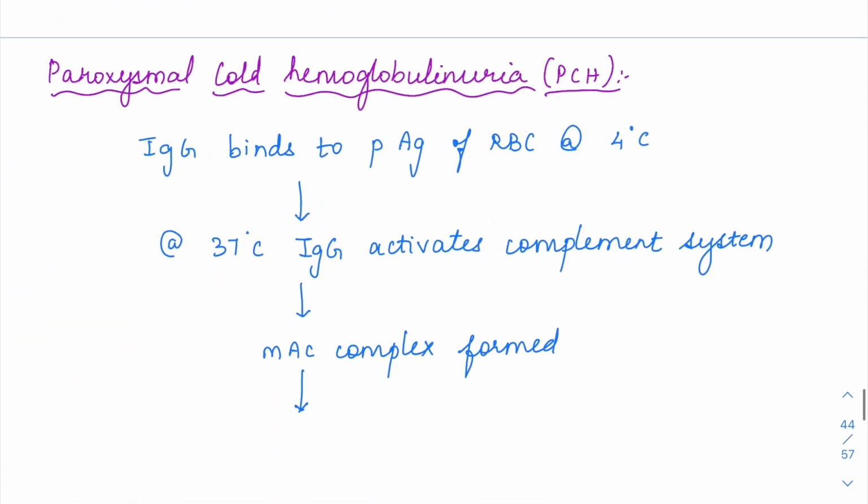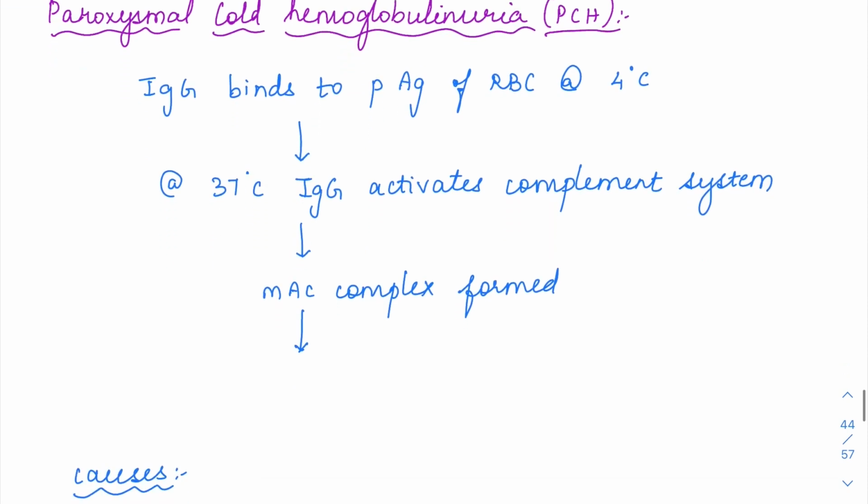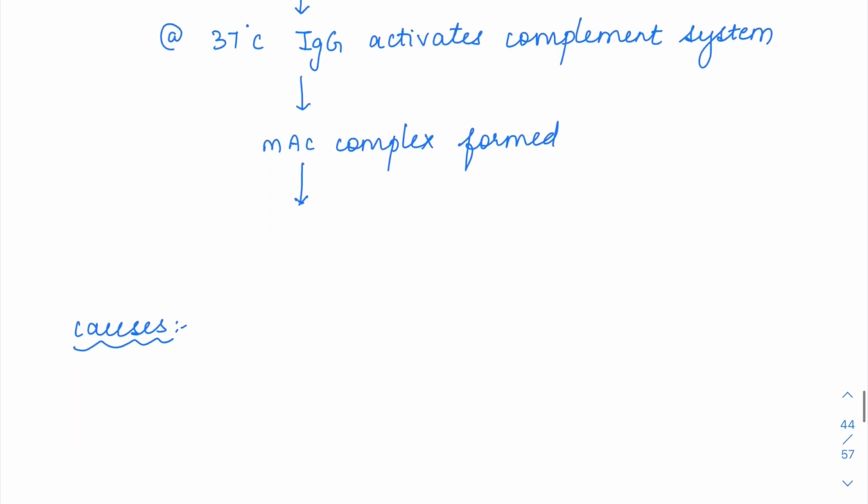Then we'll see about the third disease, which is the cold hemolysin disease or paroxysmal cold hemoglobinuria. So it is PCH. PNH was paroxysmal nocturnal hemoglobinuria. Here it is PCH, which is paroxysmal cold hemoglobinuria. So here it is the IgG Donath-Landsteiner antibody, which is going to bind to the P antigen of RBC again at 4 degrees Celsius. And here again the complement is going to be activated by this IgG at 37 degrees Celsius.